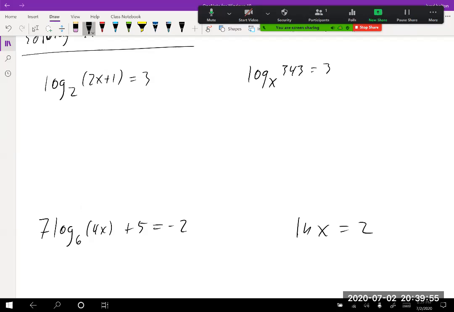Let's see here. So the first thing I'm going to do in all of these cases is I'm going to undo them with the swirly. All right, so this is going to become 2 to the 3 is equal to 2x plus 1. And then this will become 8 equals 2x plus 1. Oops, minus 1, minus 1.